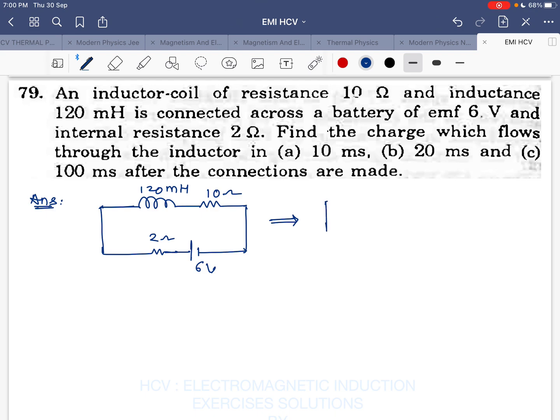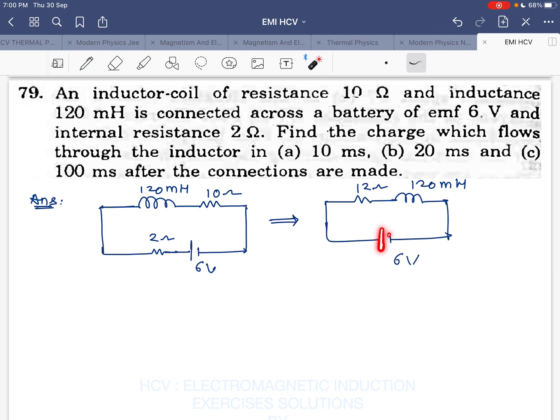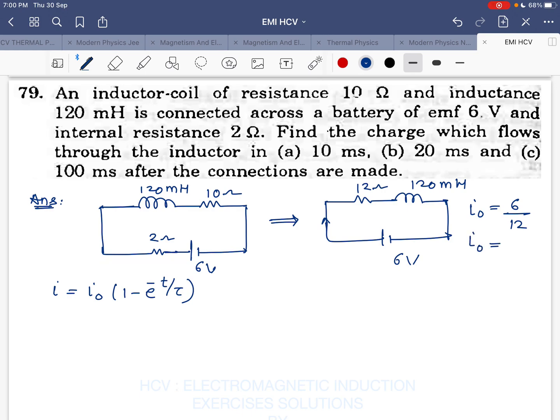So as you can see, this is nothing but an LR circuit in which the total resistance is 12 ohm and the inductance is 120 millihenry. Be careful while solving the numericals of alternating circuit and EMI, because here the supply is DC supply. So here this is an LR circuit in which the current will be growing according to this equation, I naught in bracket 1 minus e raised to minus t by tau, where I naught is the maximum current that will flow in steady state. It will be E upon R, and the inductor will act like a closed switch. So it will be 0.5 ampere.